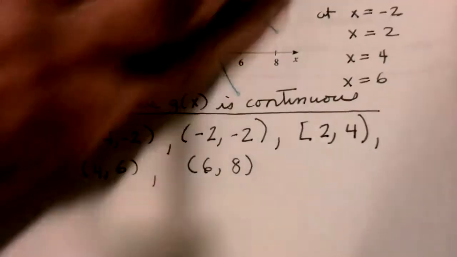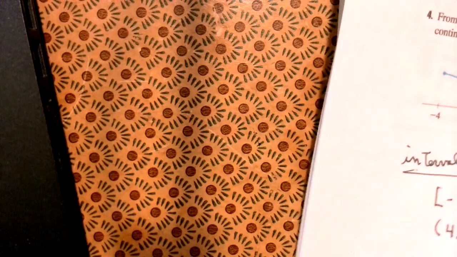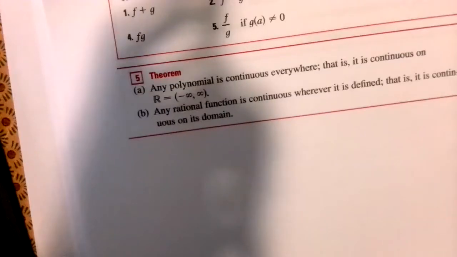So, you can talk about being continuous at a point. You can talk about being continuous on an interval. You can talk about being continuous from the right or the left. And you can talk about being continuous everywhere. Let's talk about some of this.